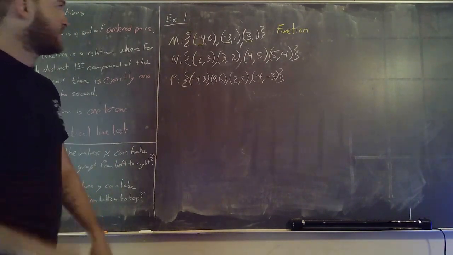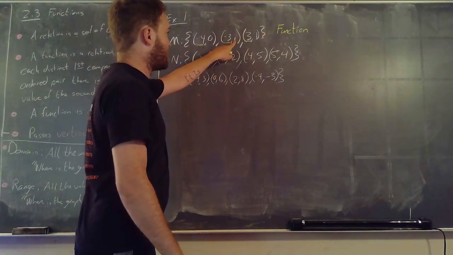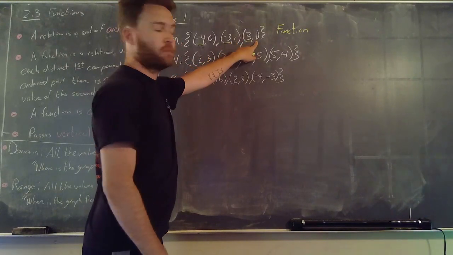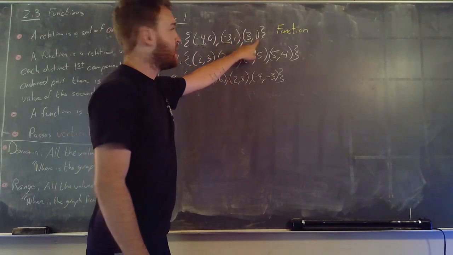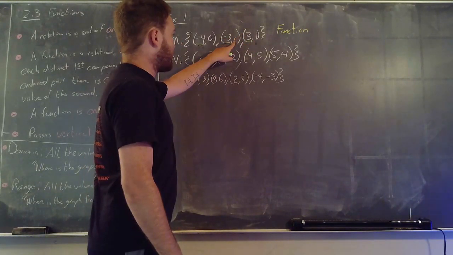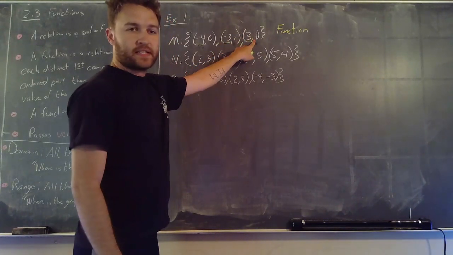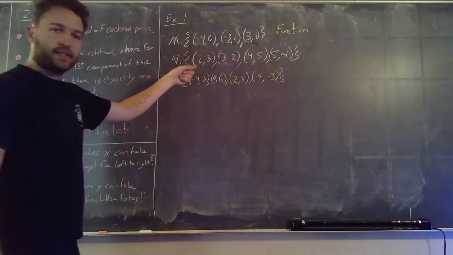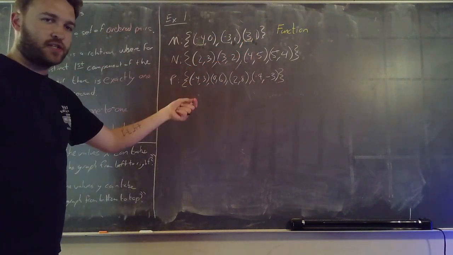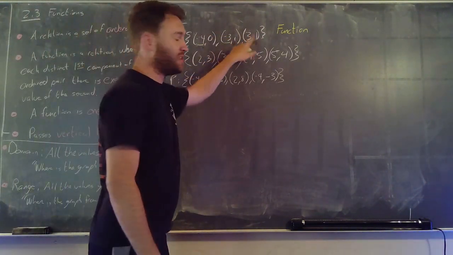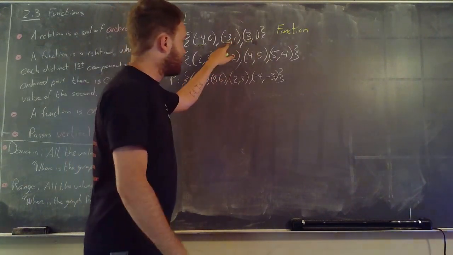Now, a little note here, notice that negative 3 comma 1 and positive 3 comma 1 are both ordered pairs in this relation. And furthermore, the outputs are repeating themselves here. This is going to be something we cover a little bit later into the semester, but for right now, when we're just determining if it's a function, the outputs are allowed to repeat, the inputs are not.